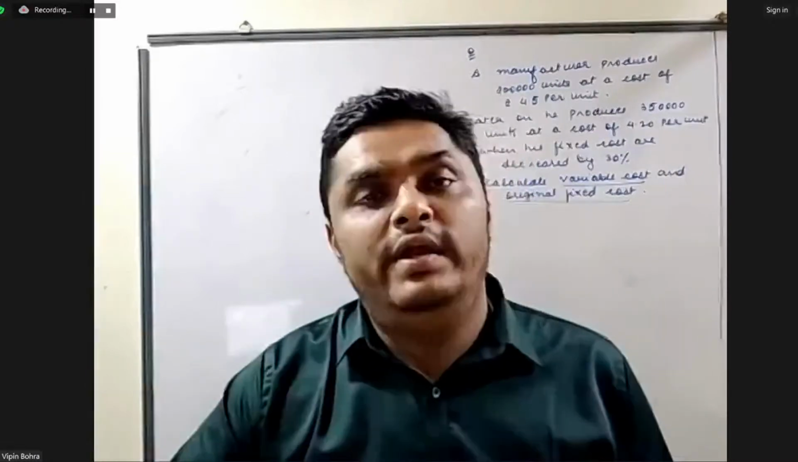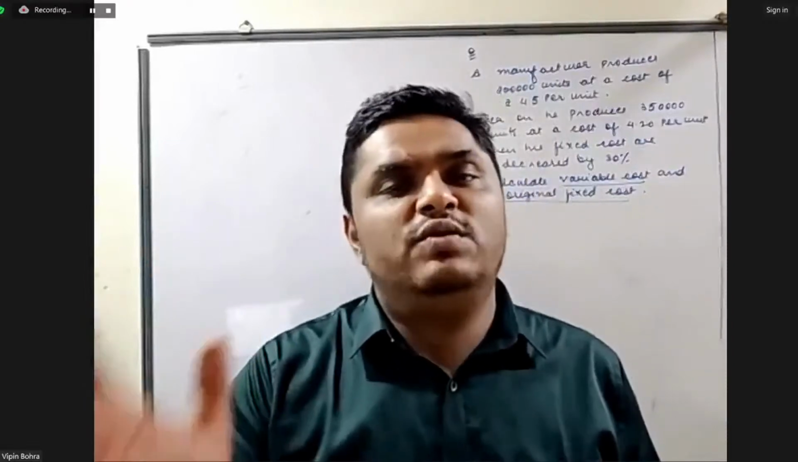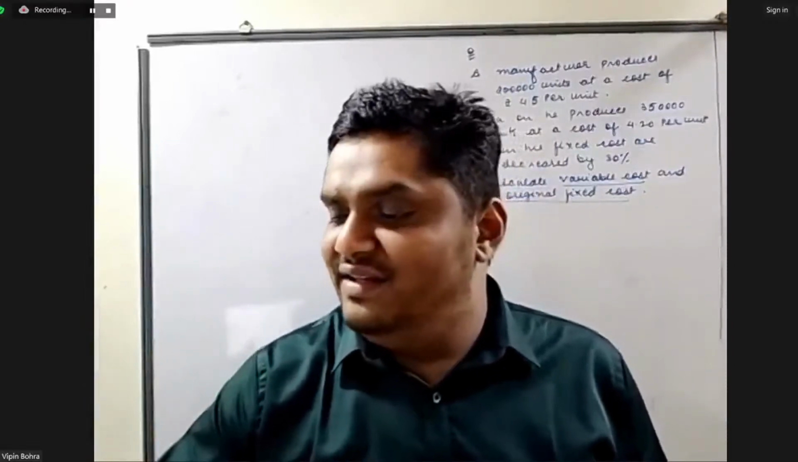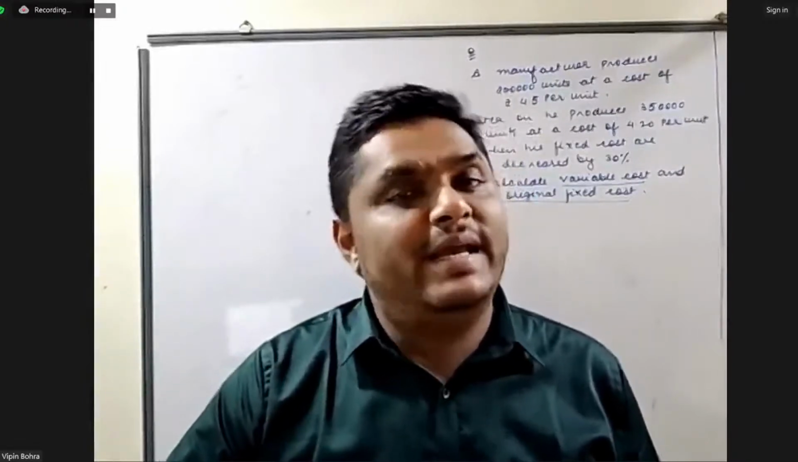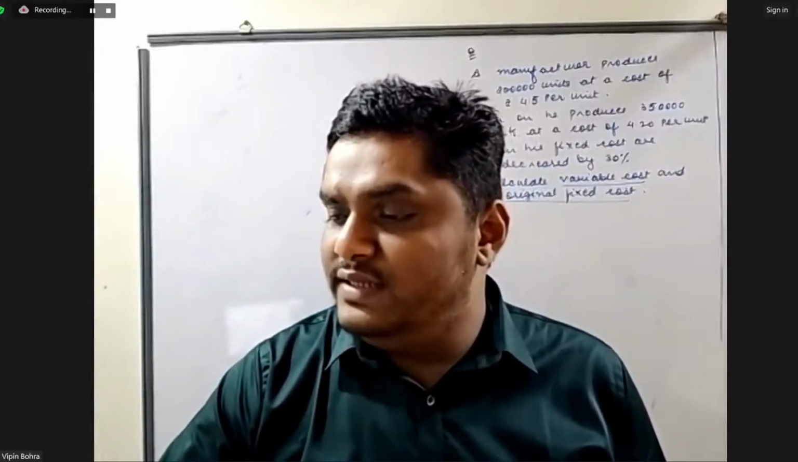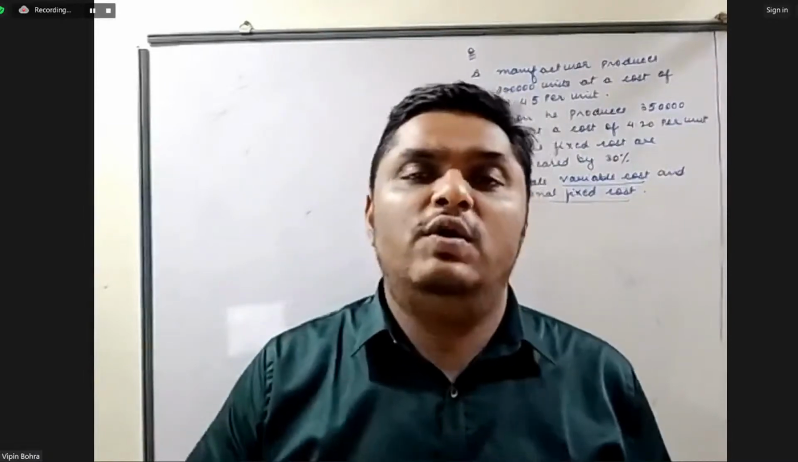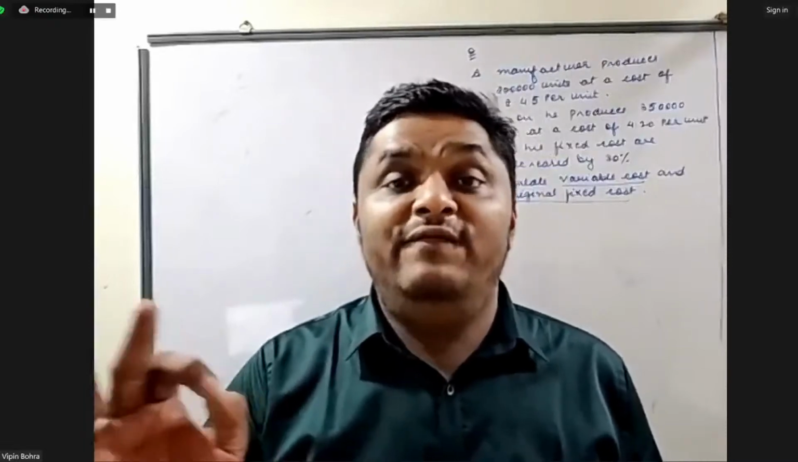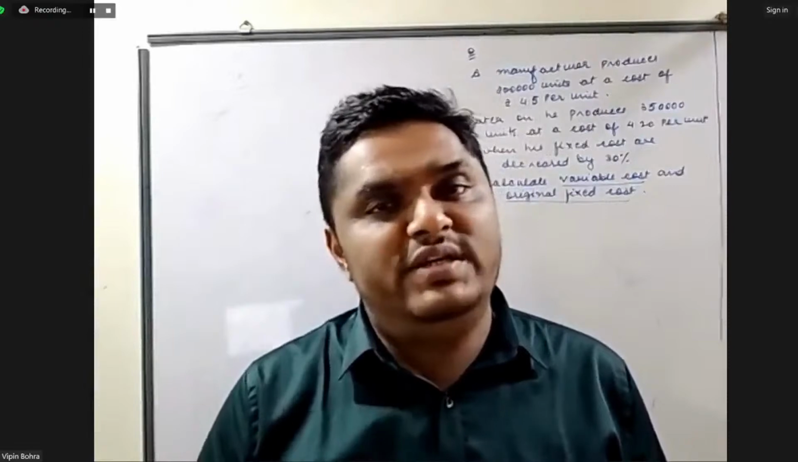Okay, let me give you a hint. Let's assume variable cost per unit be X and fixed cost total be Y. Then try to form a simultaneous equation and solve the question. This is the hint for you guys. Shweta, incorrect answer. A hint for you guys. Assume variable cost per unit be X and fixed cost in aggregate be Y, and try to frame a simultaneous equation and solve the question.